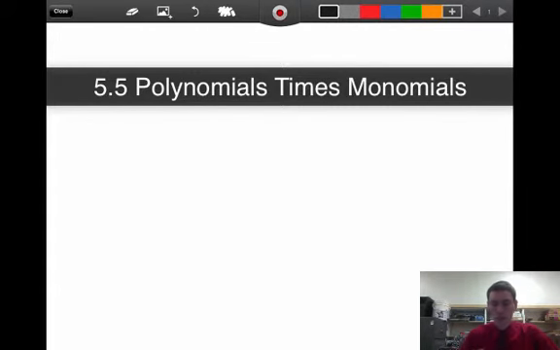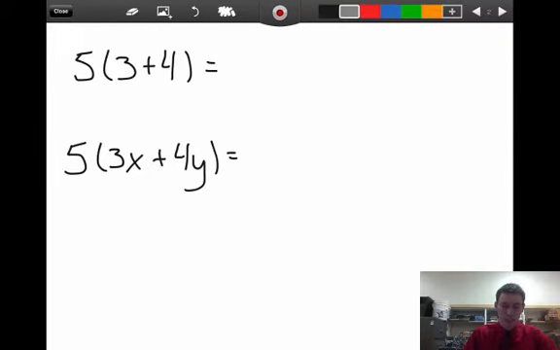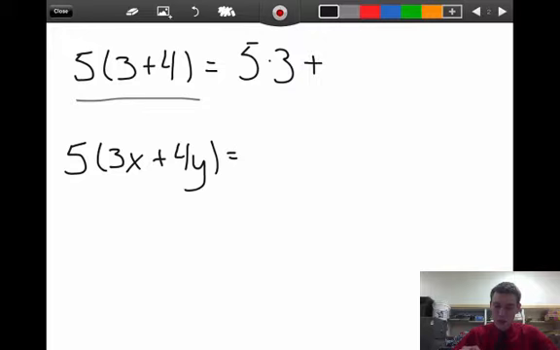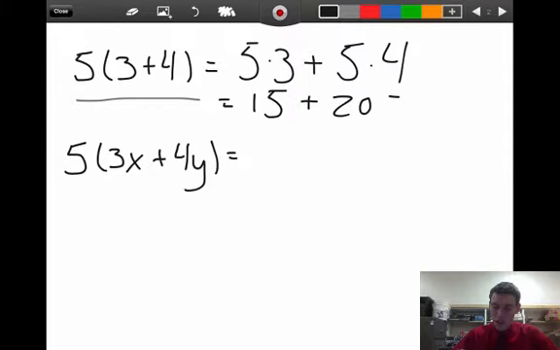So for instance, if we're given a situation like this, we've seen this before, and we know that this is equal to 5 times 3 plus 5 times 4, which gets us 15 plus 20, which equals 35.